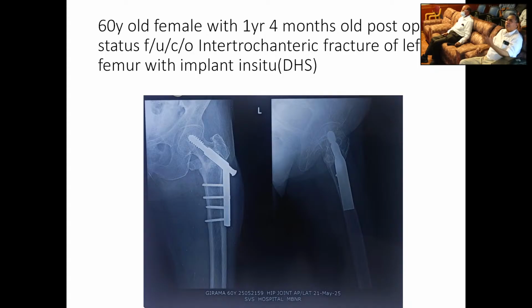So there should be no displacement, no angulation, no rotations. That should be there. And articular congruity. We have to see that the articular surface is well maintained.